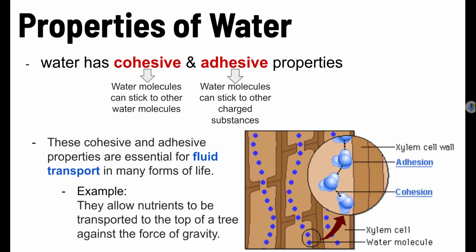For example, these cohesive and adhesive properties allow nutrients to be transported to the top of a tree against the force of gravity. Perhaps you've wondered, if not, here's a question for you. How is it that water can get from the roots of a tree up to the very top of the tree, even though gravity is pulling that water down? That's because there are these cohesive and adhesive properties that water has that allow water molecules to stick together and to stick to the parts of the tree and basically climb up to the top of the tree.